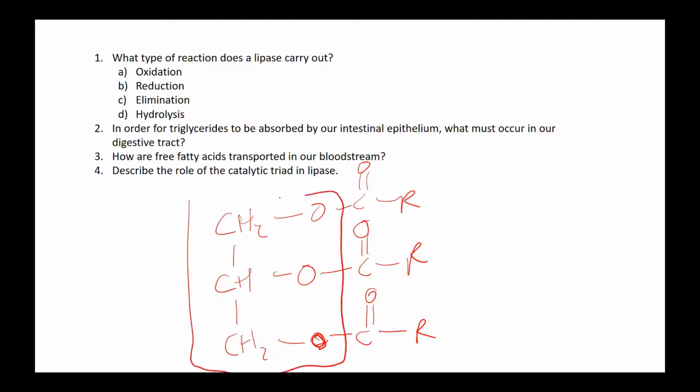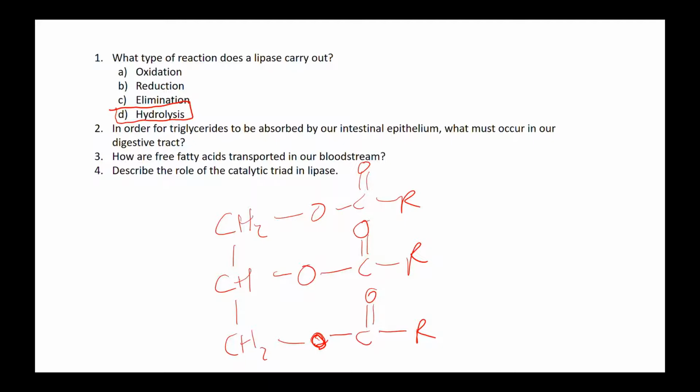Here's our glycerol backbone. And then we have 3 fatty acids that are connected to that by ester linkages. So this is a triglyceride. Now the role of a lipase is to cleave the fatty acids off of the triglyceride. Anytime we have a reaction in biochem where we're talking about cleaving a molecule, this isn't universally true, but for the most part it's true, the type of reaction that enzyme is doing is a hydrolysis reaction.